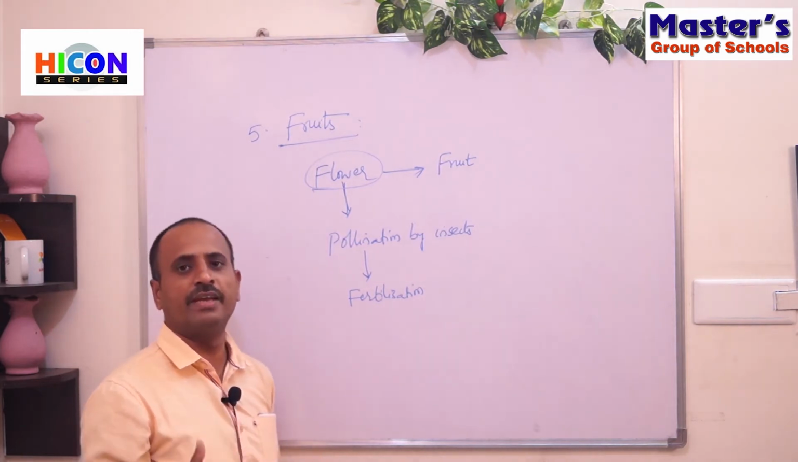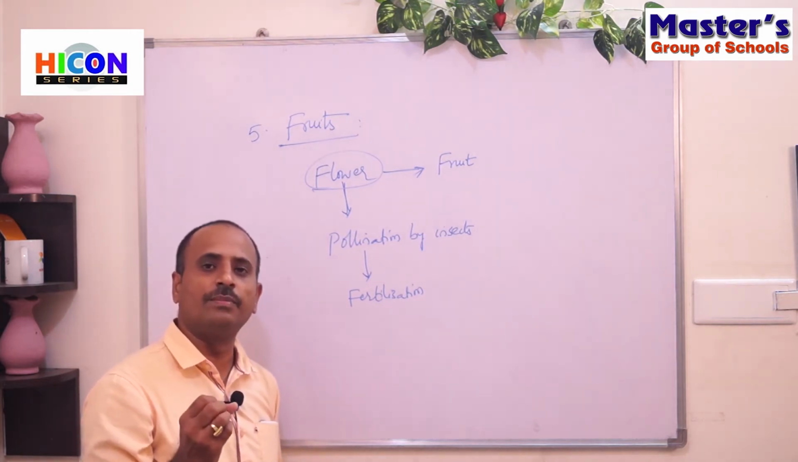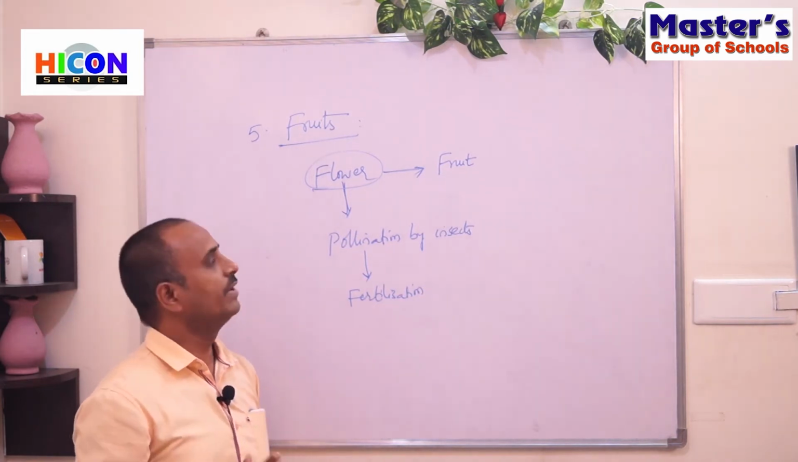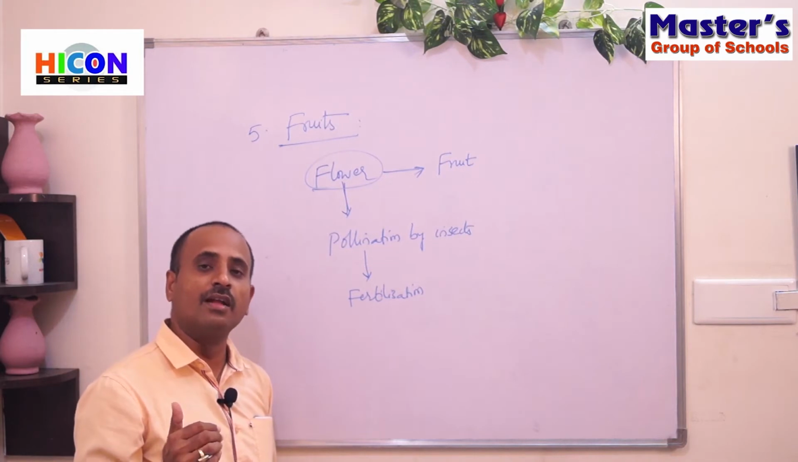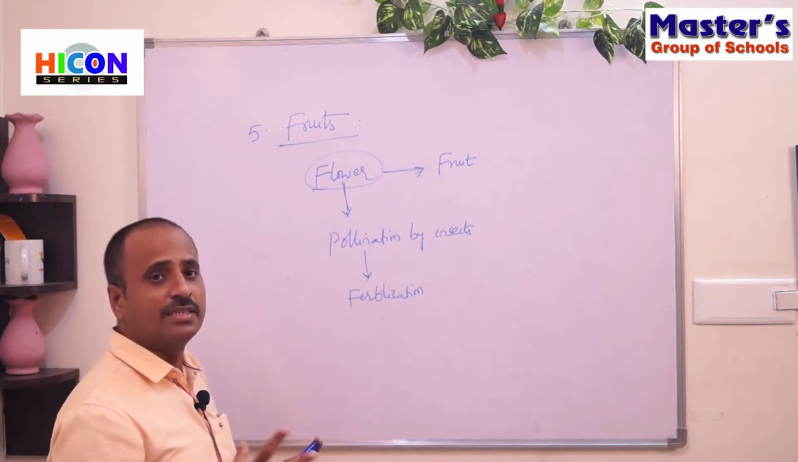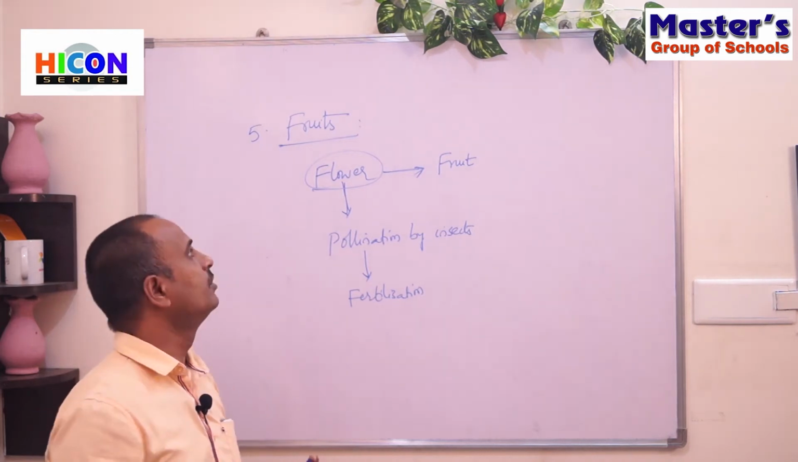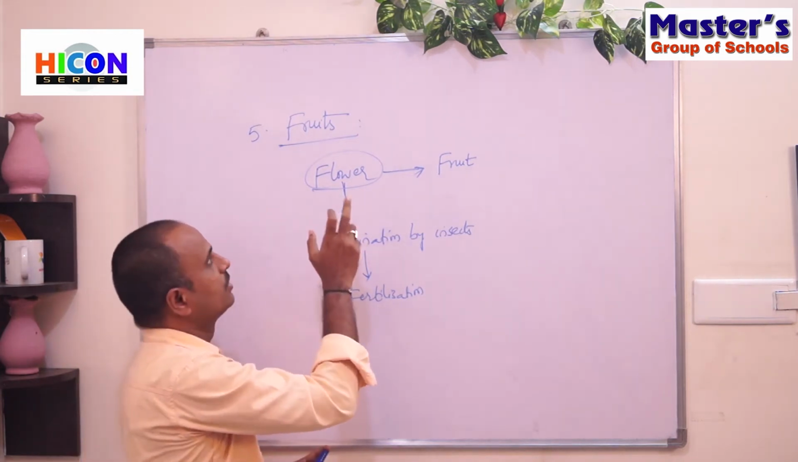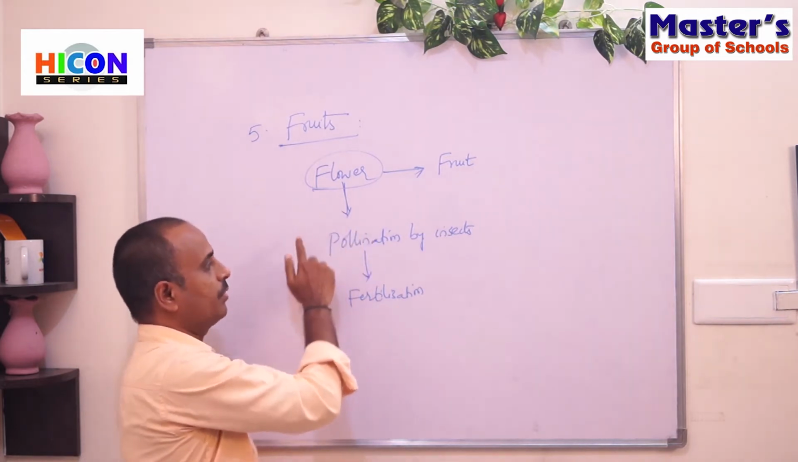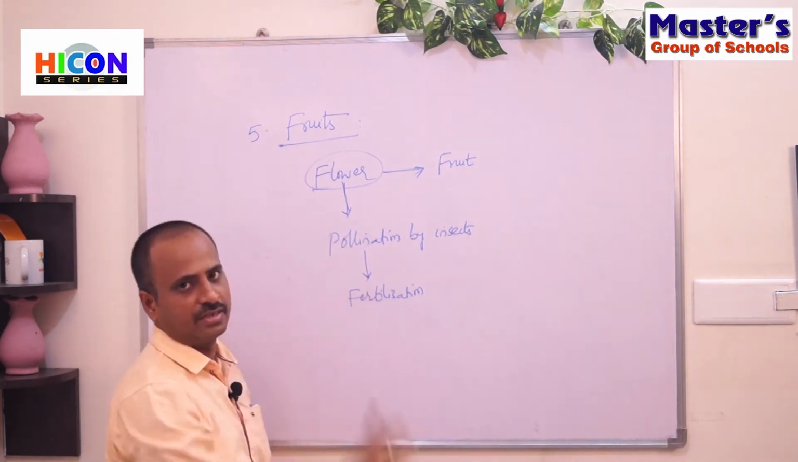And after some days, the fruit becomes larger in size and ripens. When the fruits ripen, their color also changes. So children, this is the development of fruit from the plant. Fruits come from flowers due to the processes of pollination and fertilization.